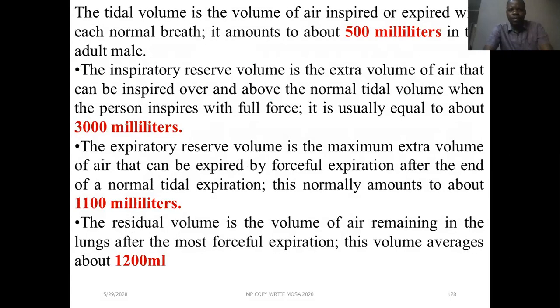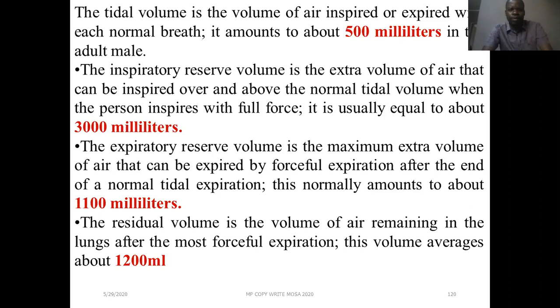The tidal volume is the volume of air inspired or expired with each normal breath. It amounts to about 500 milliliters in the adult male. The inspiratory reserve volume is the extra volume of air that can be inspired over and above the normal tidal volume when the person inspires with full force. It is usually equal to about 3,000 milliliters. So these are just some of the terms that you need to know, like the tidal volume.